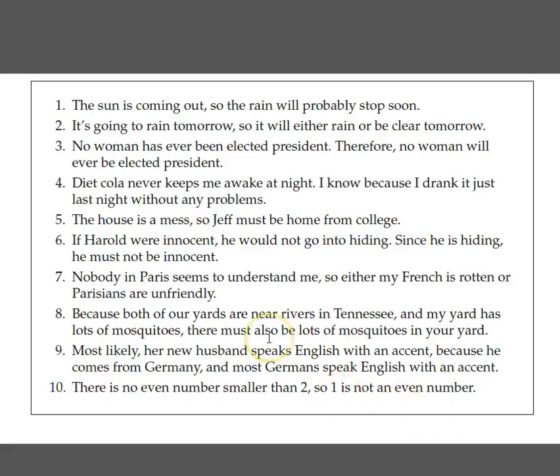So here it is. Number eight. Because both of our yards are near rivers in Tennessee, and my yard has lots of mosquitoes, there must also be lots of mosquitoes in your yard. What kind of argument is this? Now that we've gone through all of the inductive argument unit, what form of reasoning is this?